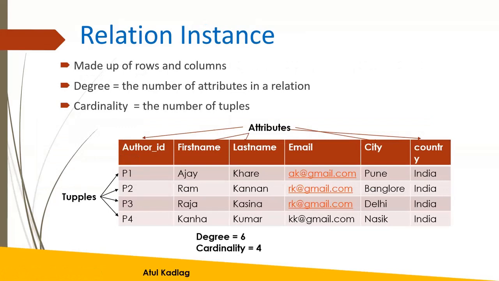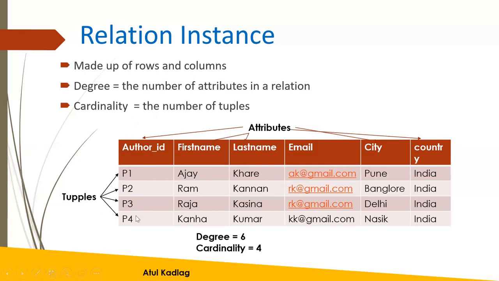And a relation instance, when it comes to a table, is made up of rows and columns. You can see these are the columns and these are the rows. Degree is the number of attributes in a relation. So how many attributes? You can say Author ID, first name, last name, email, city, and country. These are the attributes. And cardinality is the number of tuples.